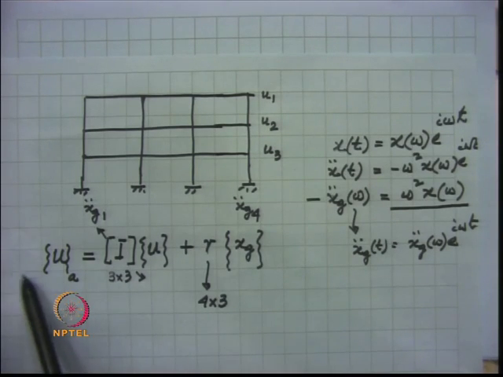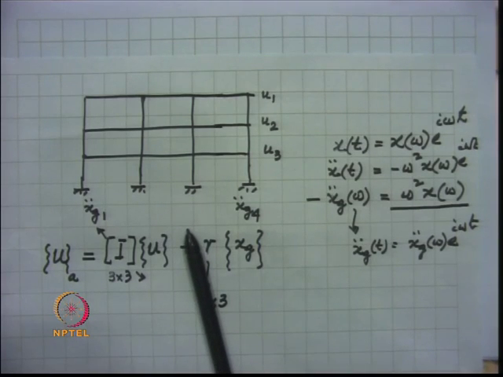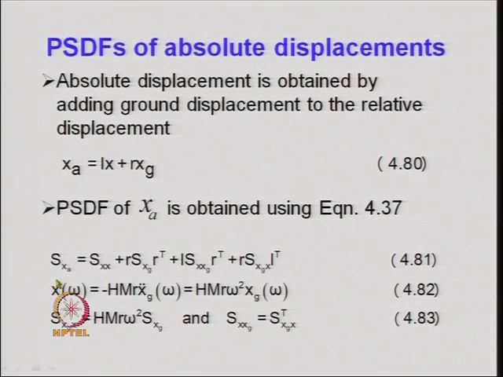Now, once we have this equation, one can write down the power spectral density function matrix of absolute displacement with the help of this equation. This becomes SXX itself because this is an identity matrix, and therefore I and I transpose, if I multiply with SXX, it remains SXX itself. This becomes R into SXgXg into R transpose. Then SXXg becomes equal to I SXXg R transpose, and SXgX becomes R into SXgX I transpose.